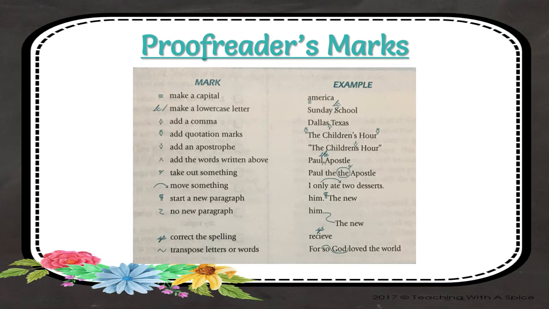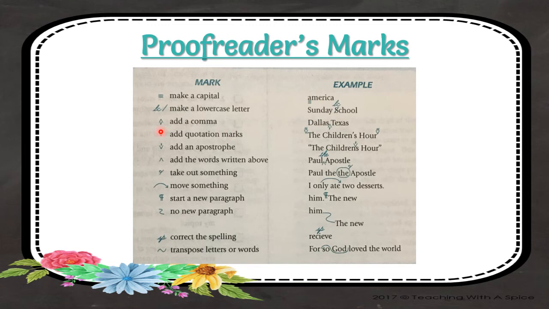So the mark to make a capital letter is to put 3 lines under that letter. Okay? So you see right here, these 3 lines, you need to put them under the letter that needs to be capitalized. If you need to make it lowercase, you cross it out and write LC above it. So Sunday school, school should be lowercase, so we crossed out the S and put LC over top.